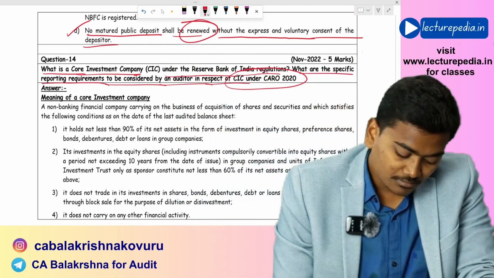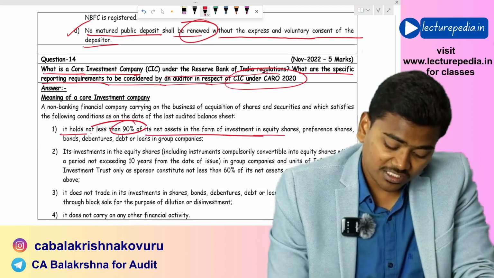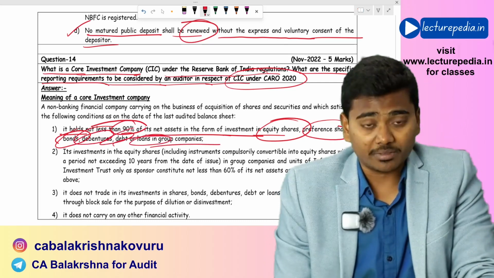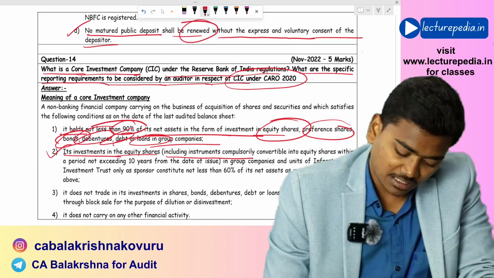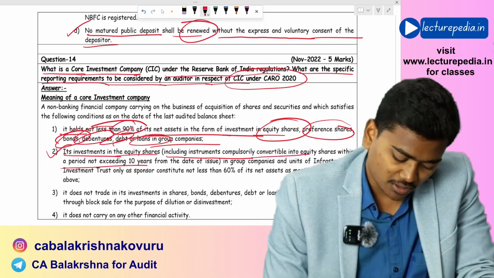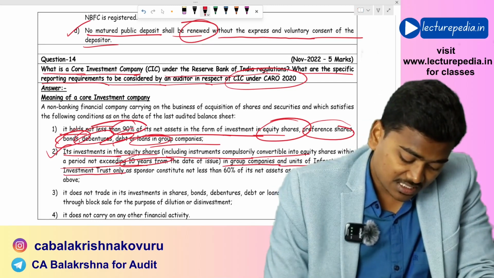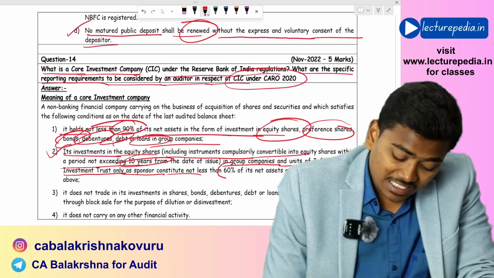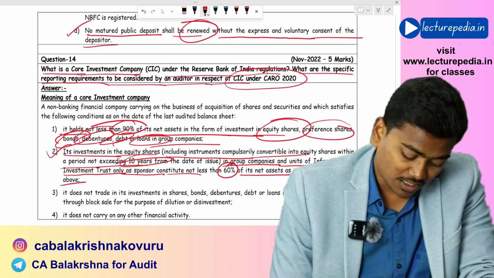See, it holds not less than 90% of its net assets in the form of investments in equity shares, preference shares, bonds, debentures, debts, or loans in group companies. Its investments in equity shares, including instruments compulsorily convertible into equity shares within a period of 10 years, in group companies and units of infrastructure investment trusts only as sponsor, constitute not less than 60% of its net assets as mentioned in clause 1 above.